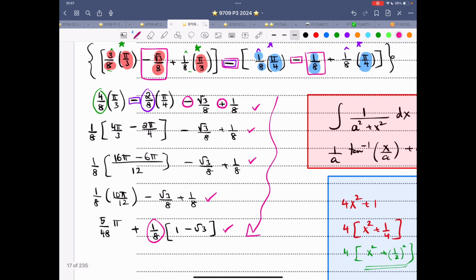Now what about the working over here? Over here I have taken 1 over 8 common out. This is 4 pi, this is 2 pi. It has a denominator of 3, it has a denominator of 4. Knowledge of basic maths is assumed. Take LCM, simplify, you get this thing.